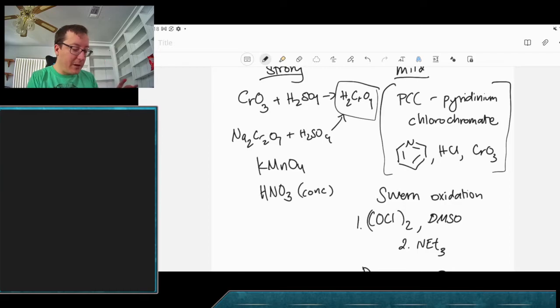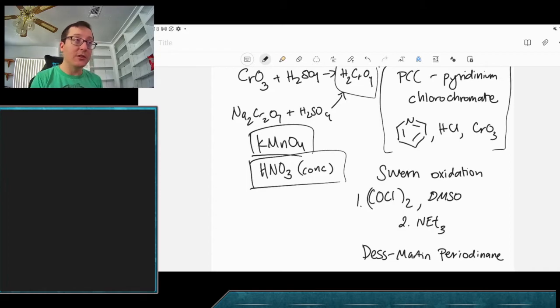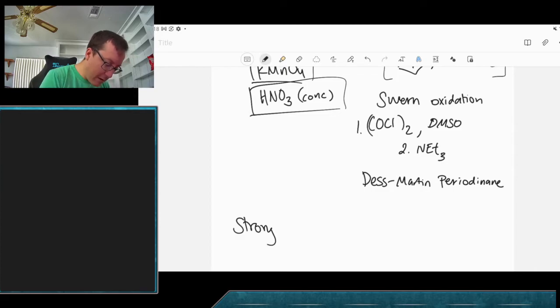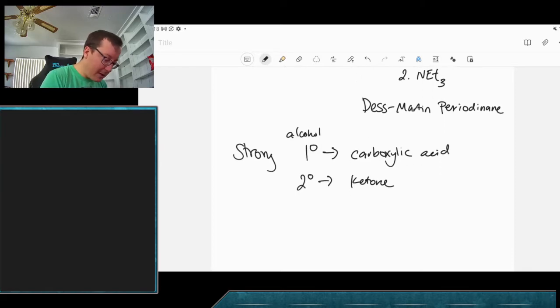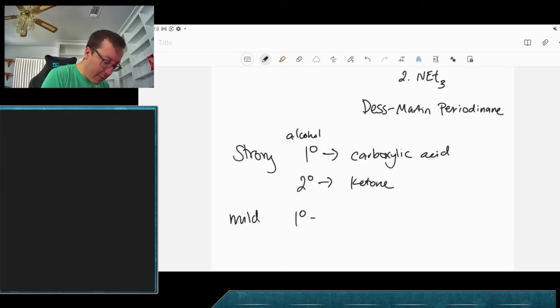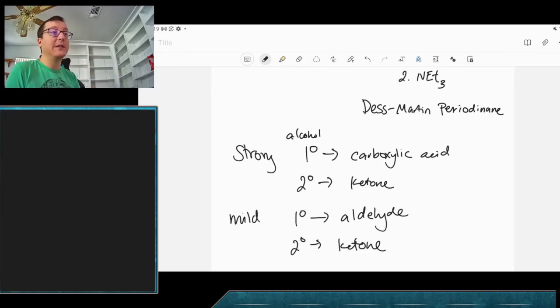So we have three ways of doing strong oxidation, and then we have three ways of doing mild oxidation. The difference between the two sets of reagents is strong ones will take a primary alcohol to a carboxylic acid, and they'll take a secondary alcohol to a ketone. Your mild ones, though, will take a primary one to an aldehyde and a secondary one to a ketone. So your ketone is going to be formed either way from a secondary alcohol. But a primary alcohol will yield different products depending if you do a strong oxidation or a mild oxidation.